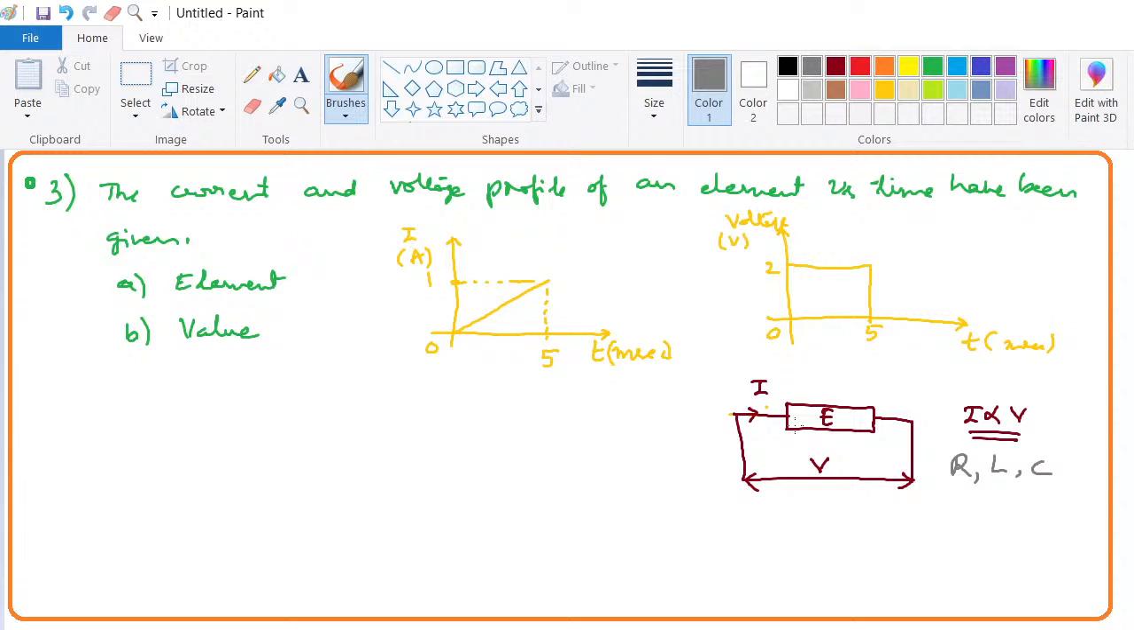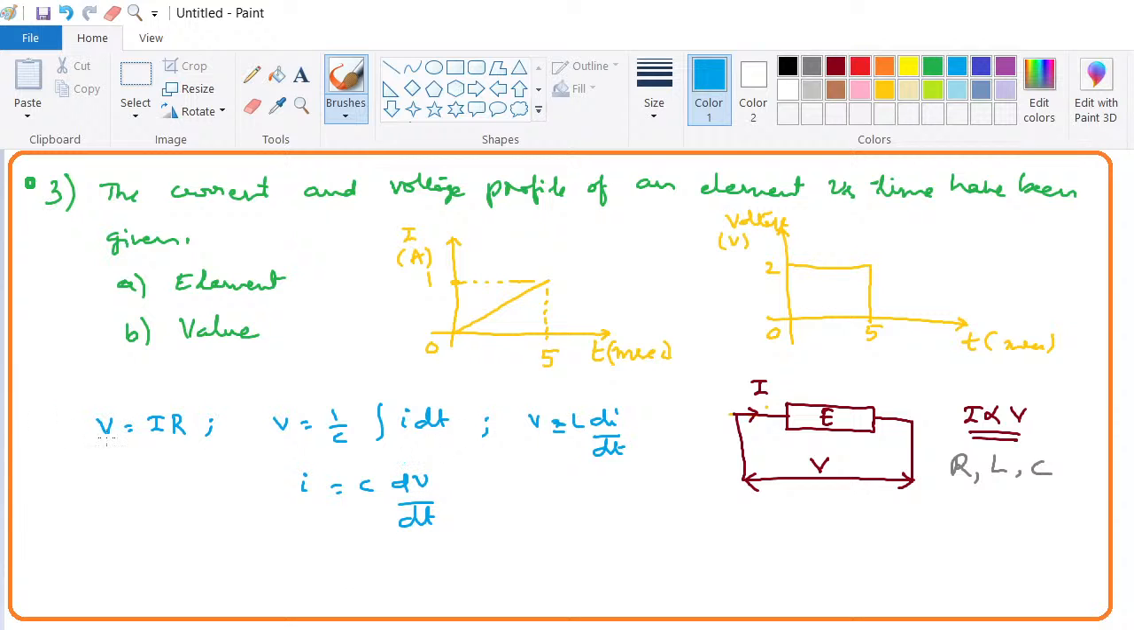So we can simply go ahead with the formula. Let me make it simpler. So let me go ahead with formula only. V is equal to IR is the formula if the element is a resistor, and V is equal to 1 by C integral I dt is the formula if the element is a capacitor, and V is equal to L di by dt is the formula for an inductor. So let me write one more capacitor formula: I is equal to C dV by dt.